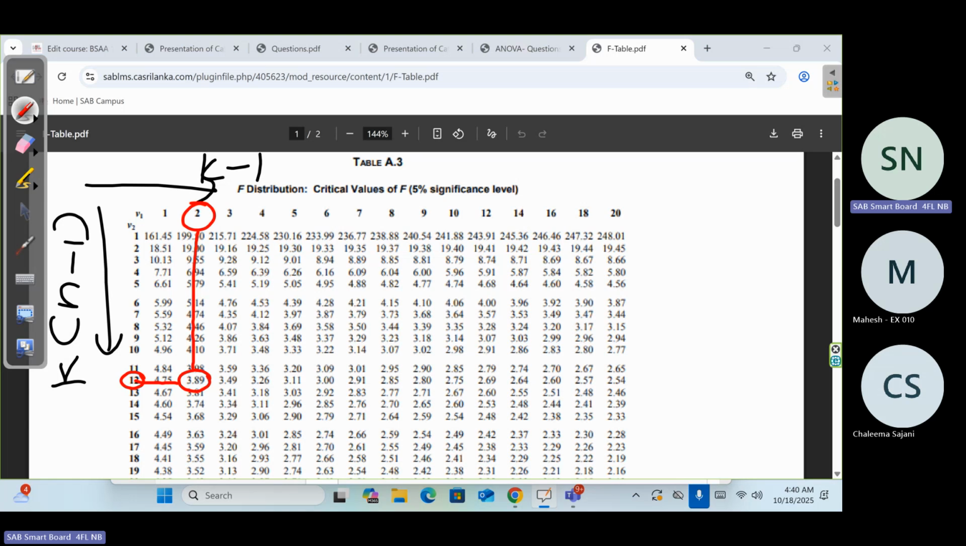Okay, then here our calculated F value is less than the critical value. We cannot reject the H naught. If the value we calculated is less than the critical value, we do not reject. It means all the mean values are the same. It means there are no significant differences. Understood?